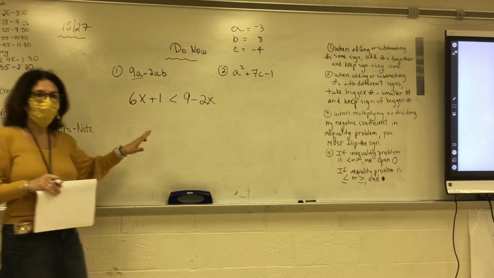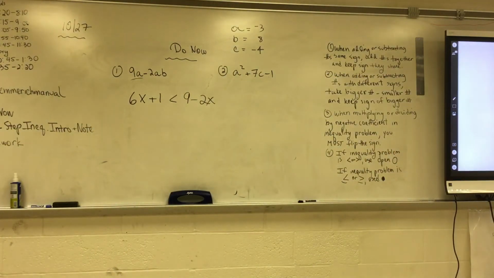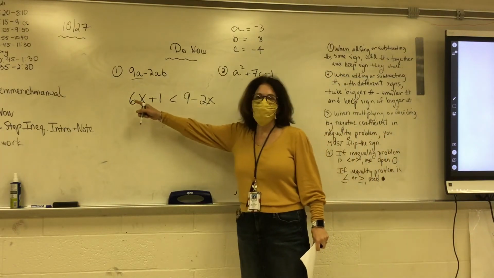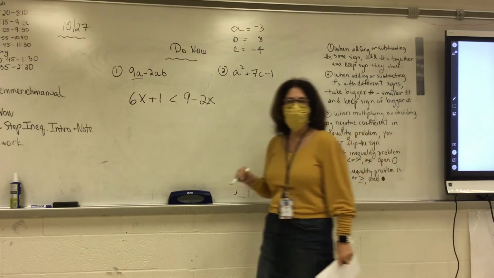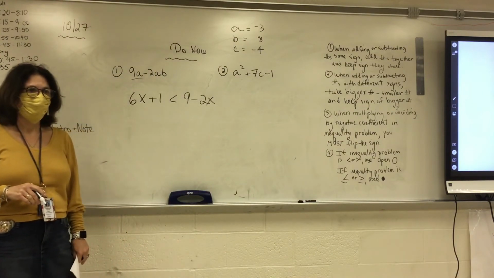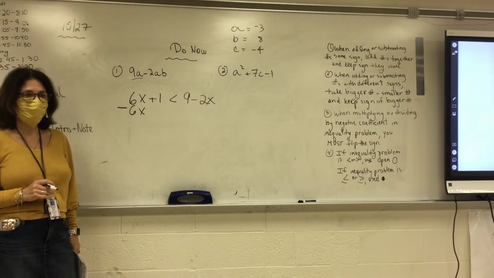So my goal is to get all of my letters on one side and all of my numbers on the other. It does not matter what side you get the letters on. Damon, do you want the letters left or right? I don't care. Call it. So you want all the letters to the right. Okay, so I need to move this positive 6x that way to the right. How do I move a positive? What is the opposite of positive? Negative. So I'm going to subtract 6x from there, and you know, whatever I do to one side, I do to the other.